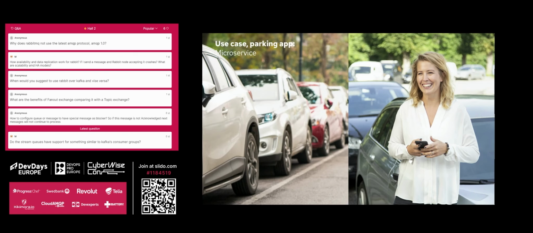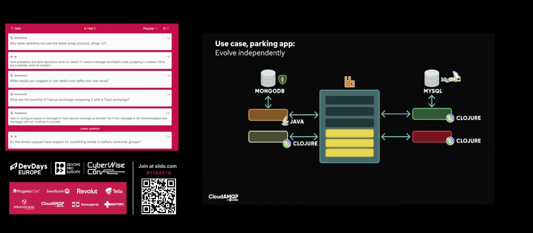We will move on to how RabbitMQ is used. The main use case, I would say, for RabbitMQ is within microservices. Here we have Parkster, a parking app company in Sweden. They divided their software into a collection of small isolated services, where each service can be deployed and scaled as needed and function independently of each other.